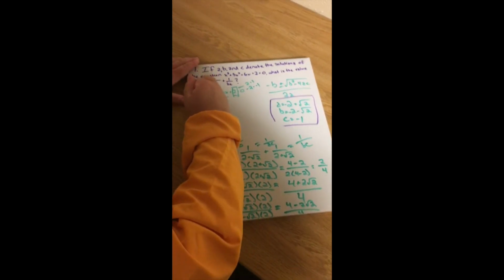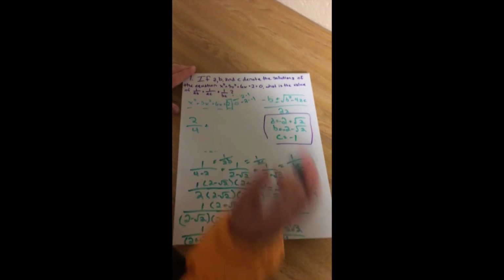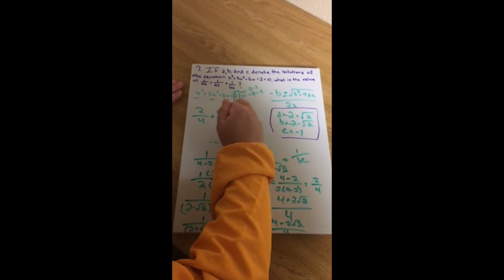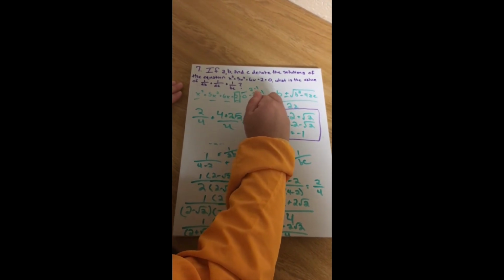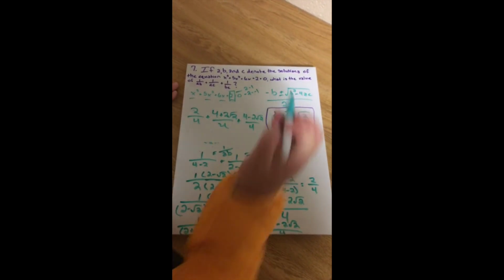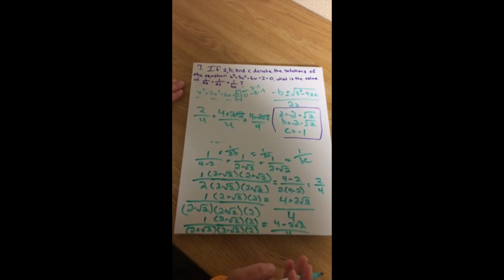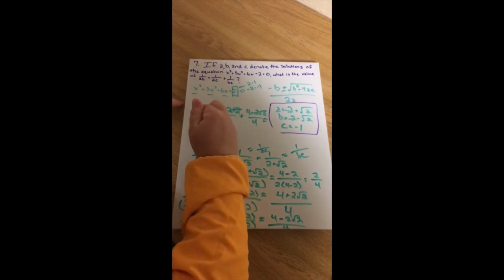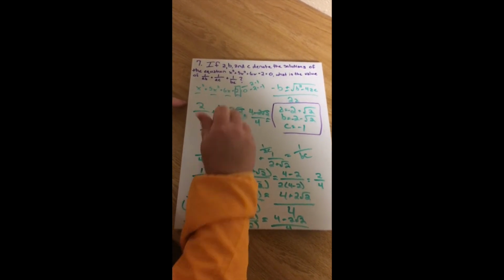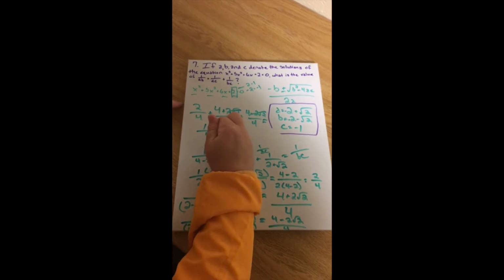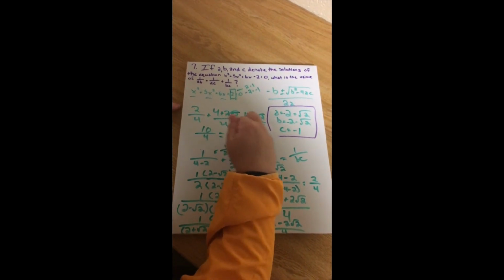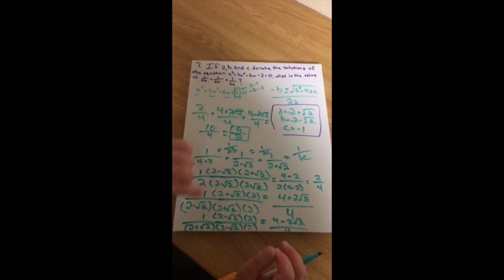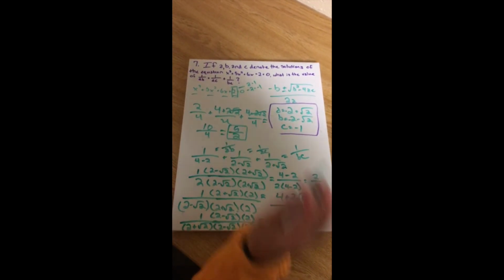So what we have is 2 over 4 plus 4 plus 2 root 2 over 4 plus 4 minus 2 root 2 over 4. Now, luckily, these two cancel out, so we don't have to worry about that. So what we have is 2 plus 4 plus 4, which is 10, and you get 10 over 4. And you can simplify this by dividing each term by 2 to get 5/2. So 1 over a times b plus 1 over a times c plus 1 over b times c equals 5/2.